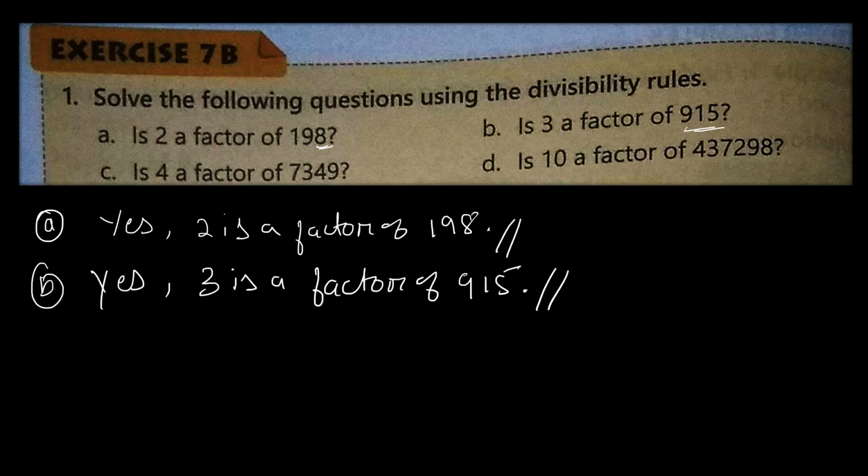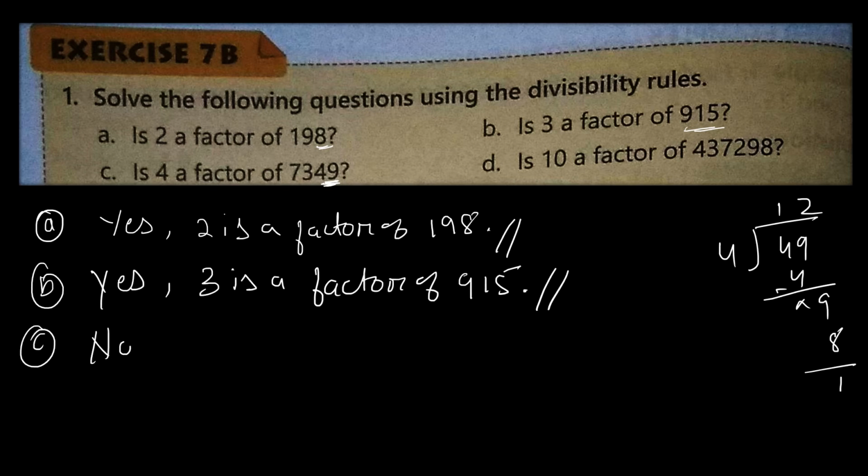Now, is 4 a factor of 7,349? So what we have to do is just divide the last two digits by 4. 49: 4 1s are 4, then 9 comes down, 4 2s are 8. Yes, 1 is the remainder, so 4 is not a factor of 7,349. So no, 4 is not a factor of 7,349.